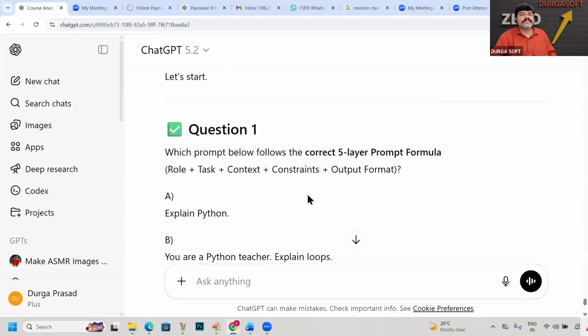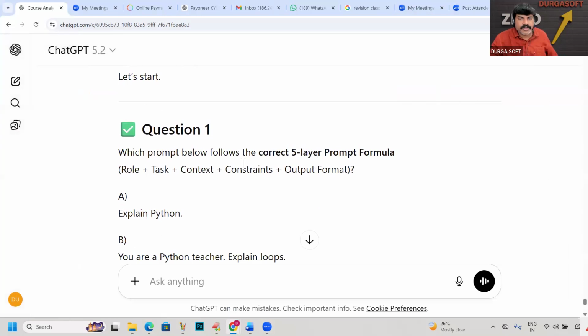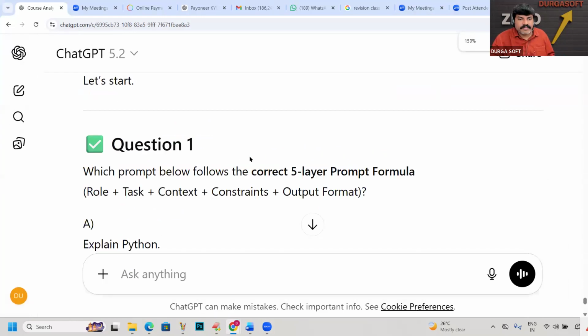Yes. Question number 1. Which prompt below follows the correct 5-layer prompt formula? Is it visible, right? Please confirm. Visible, yes sir. Which prompt below follows the correct 5-layer prompt formula? Which is the prompt formula? Role, task, context, constraints and output format. This is called RTC CO, right?